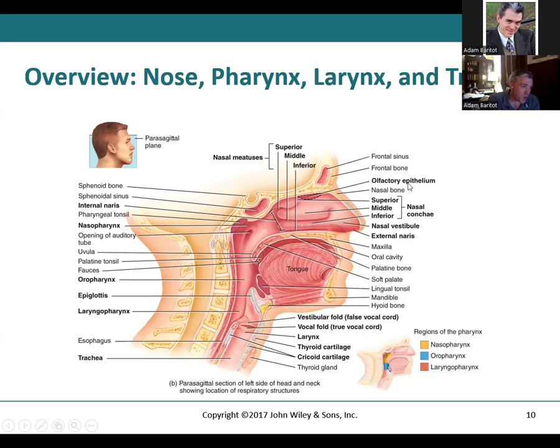Up here we have the olfactory epithelium, which is where our olfactory nerve will contact and send its mitral cells into our nostrils so that it can pick up scents.